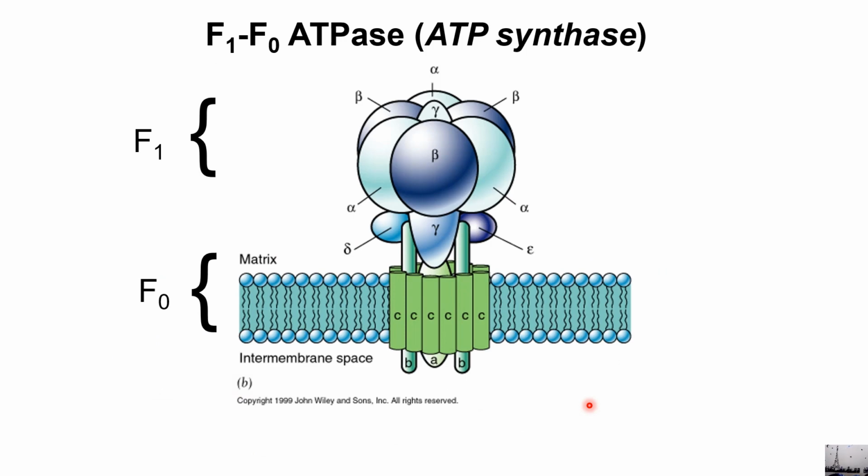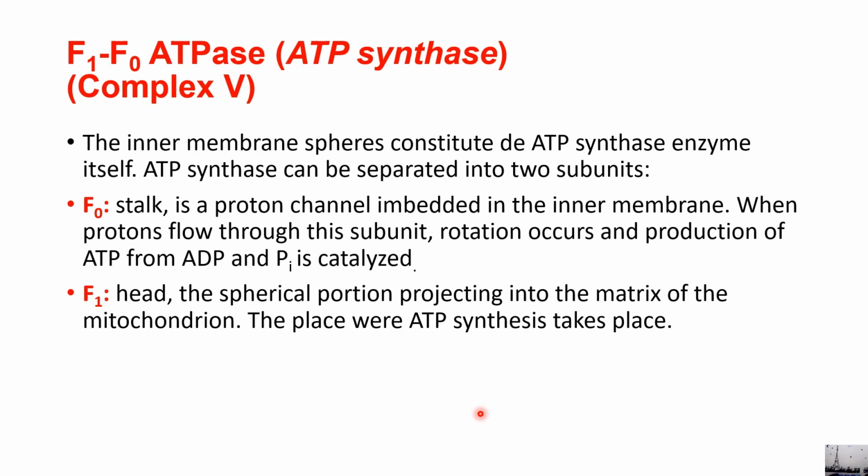So this is the stalk. The F1, F0 ATPase, the inner membrane spheres, constitute the ATP synthase enzyme itself. ATP synthase can be separated into two subunits. F0 is a proton channel embedded in the inner membrane. When protons flow through this subunit, rotation occurs and production of ATP from ADP and Pi is catalyzed. But the F1 head is the spherical portion projected into the matrix of the mitochondria, the place where ATP synthesis takes place.